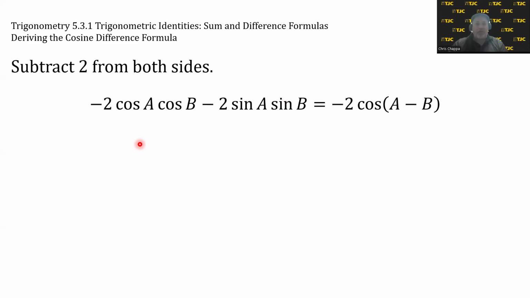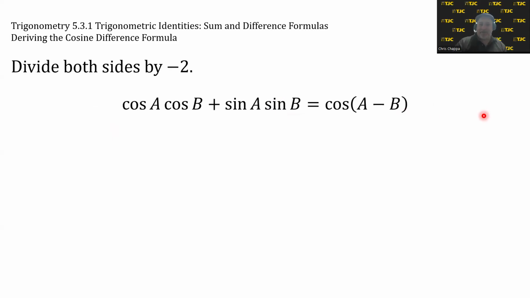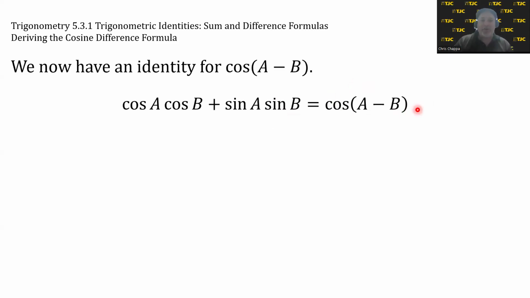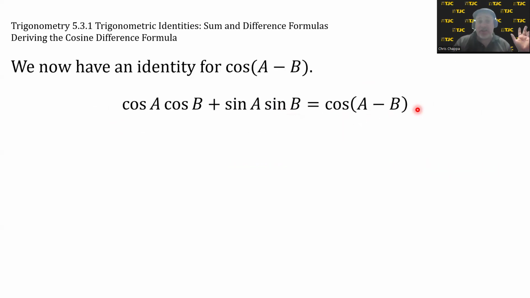Now, if you notice all 3 of the remaining terms, the product of cosines, the product of sines, and the cosine of A minus B, have a coefficient of -2. So we can divide everything by -2 and get this, which is exactly what we wanted, an identity for cosine of A minus B. We'll rewrite it with the cosine of A minus B on the front. There it is. We now have this identity.